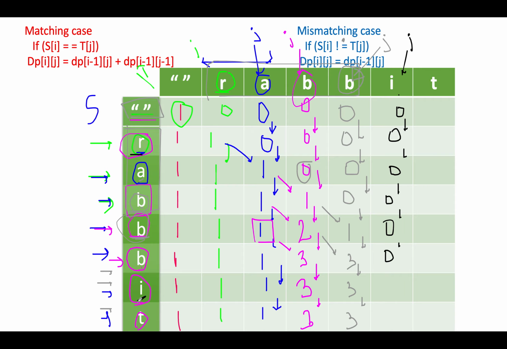Let's progress ahead. We see an I matches with an I. So whatever value is held in the previous diagonal, in the upwards direction, gets copied down. So we have 3 and 1 from the previous row. 3 plus 0 is 3. 3 gets updated as the answer. Let's progress ahead. We have T doesn't match with I. So whatever value is held in the previous row gets updated with the answer. So we have 3 here.